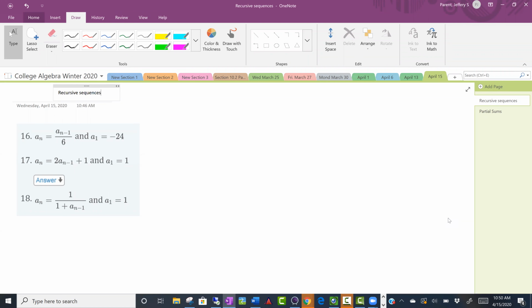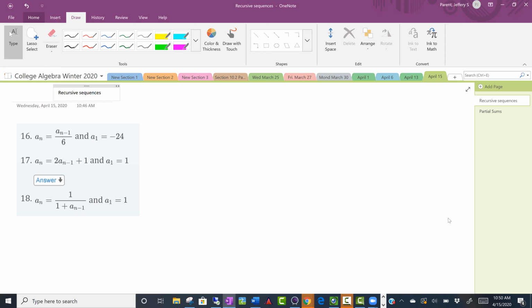So a couple things left out of my video would be recursive sequences and partial sums. Not so sure that I left out the other one or not, but let's take care of a couple of things now. Recursive sequences are kind of neat, and they're defined in a different way.